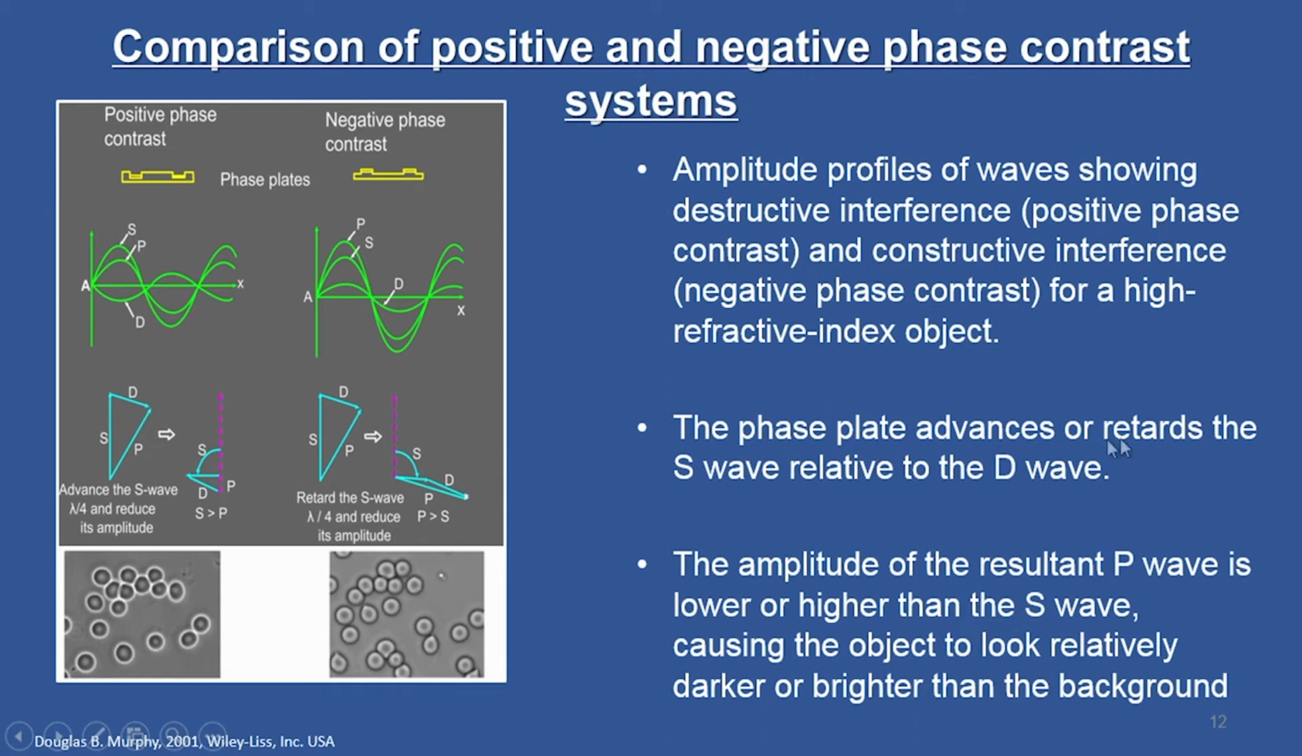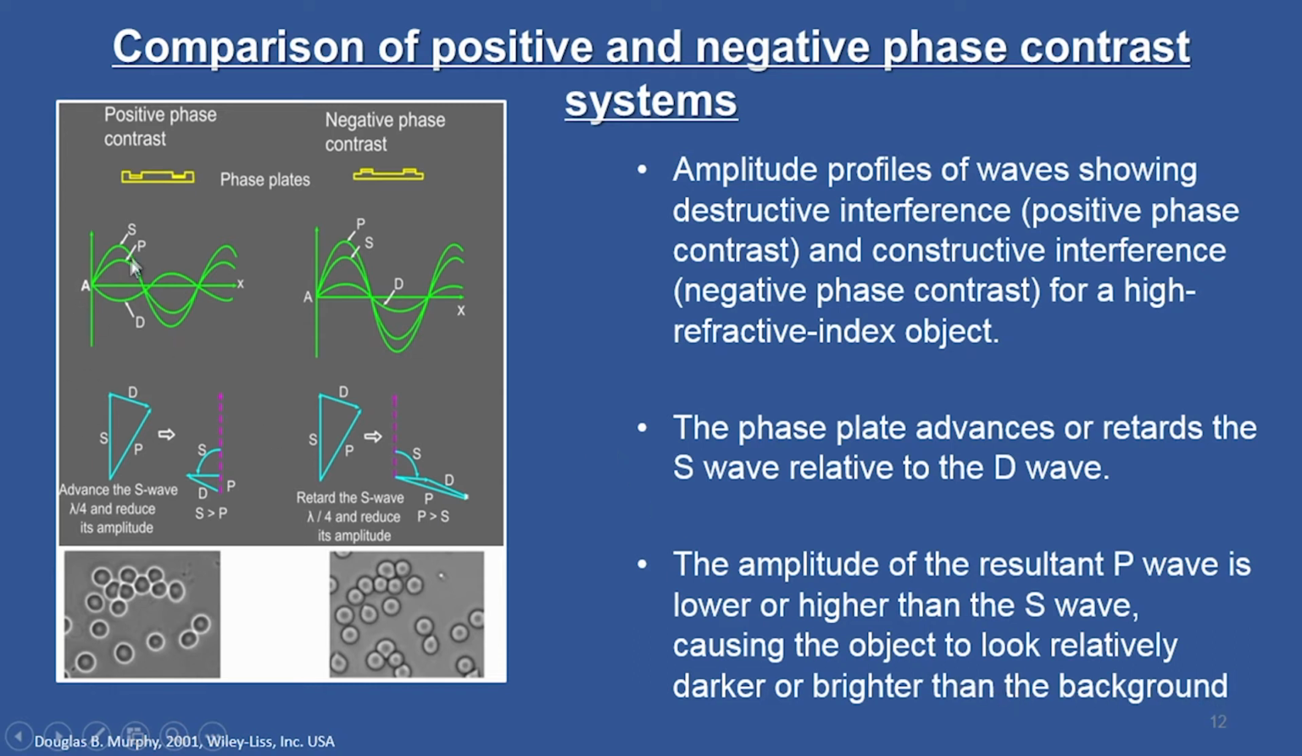The phase plate advances or retards the S wave relative to the D wave. The amplitude of the resultant P wave is lower or higher than the S wave, causing the object to look relatively darker or brighter than the background.